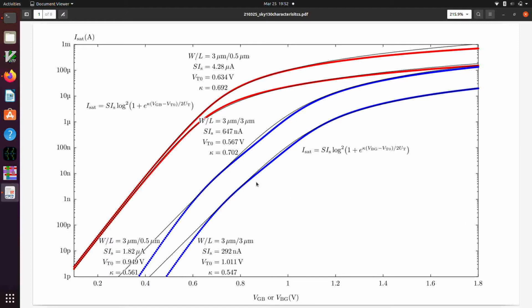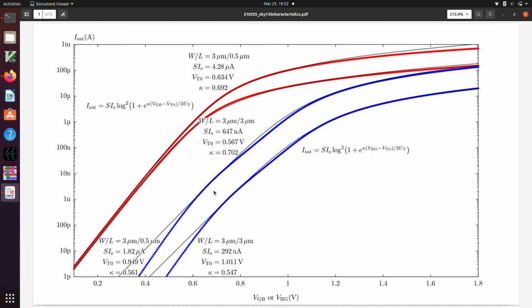These characteristics would normally be shown using a negative gate to bulk voltage, or maybe down from VDD, which is 1.8 volts here. So they'd be mirrored horizontally, and are shown this way so that they're directly comparable to the nFET characteristics.